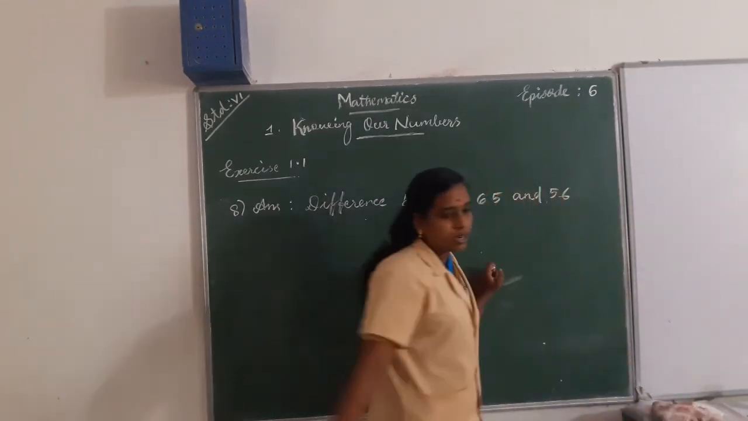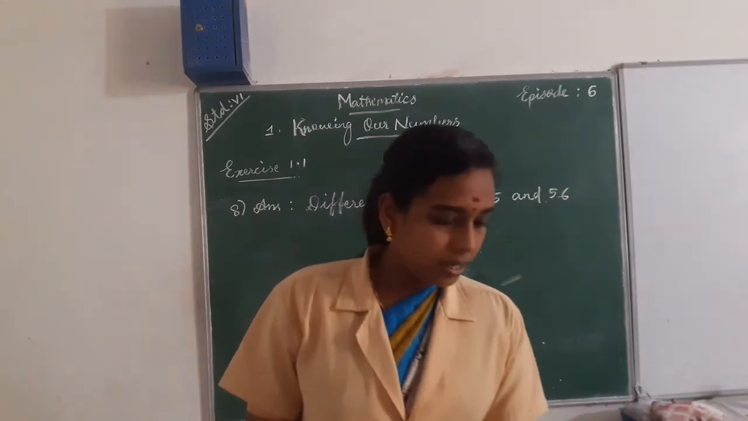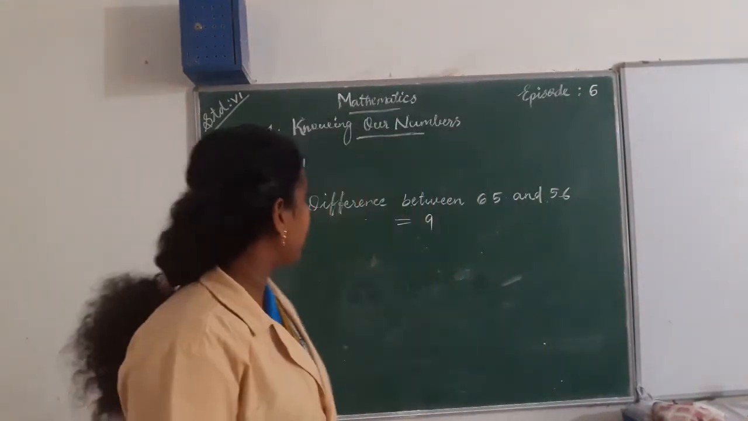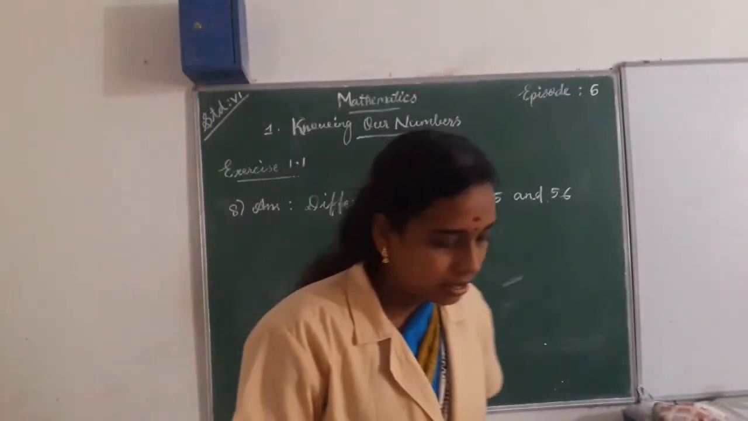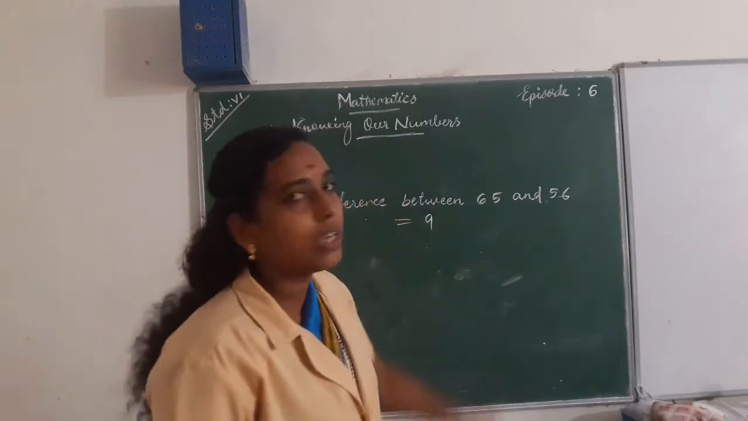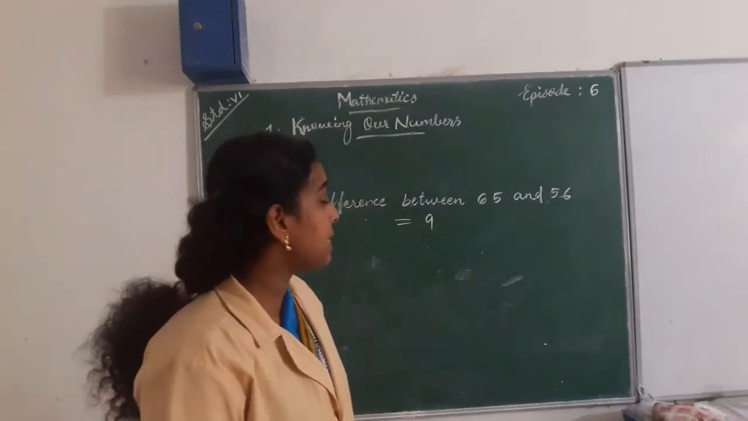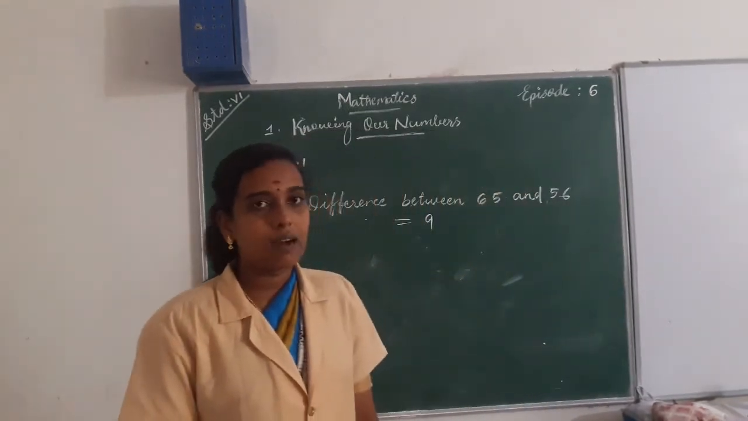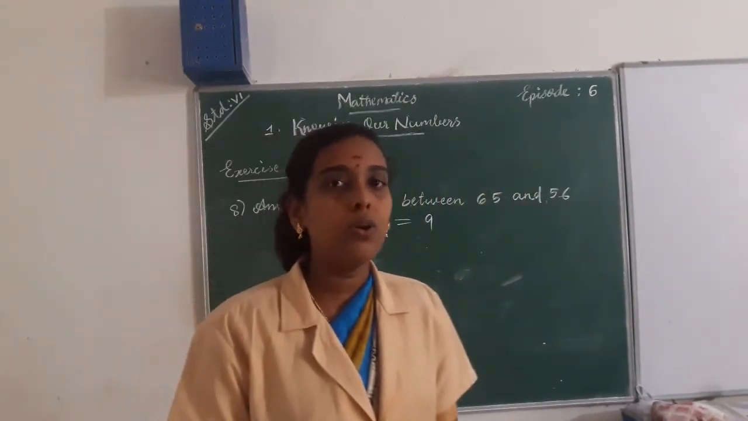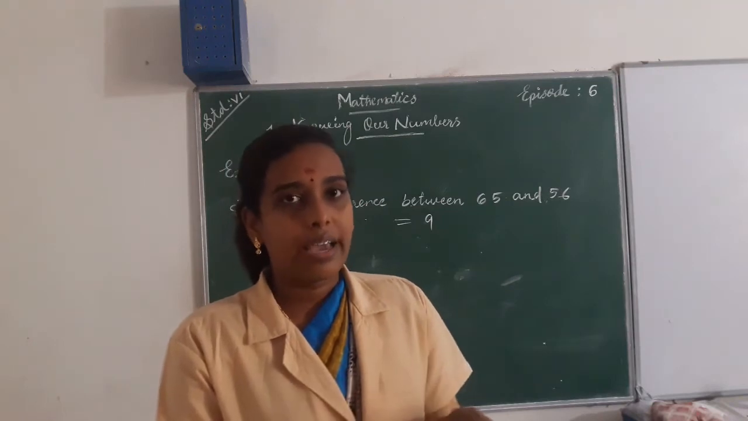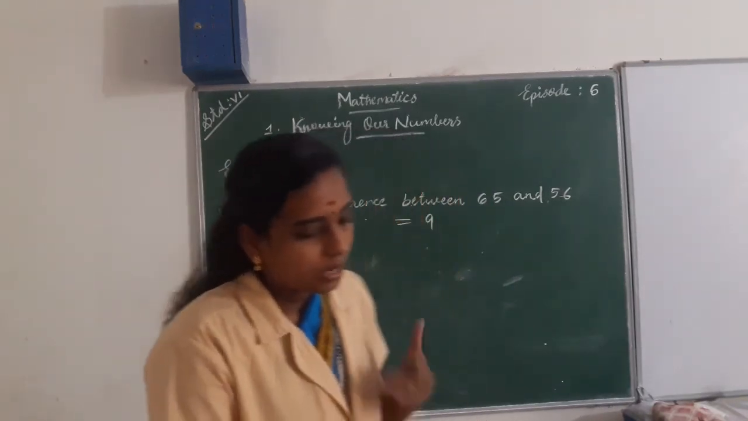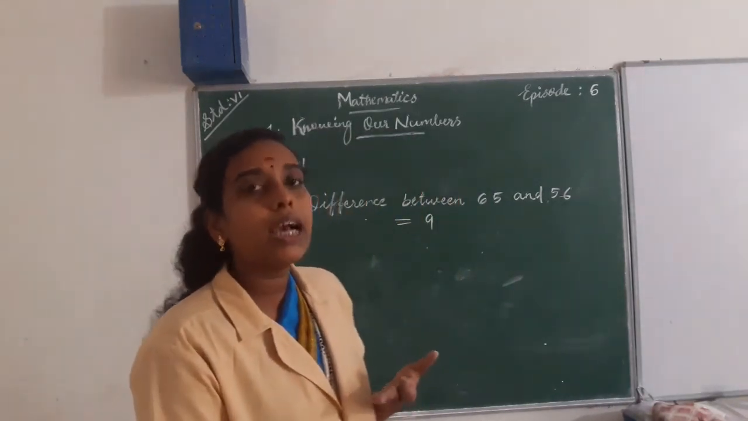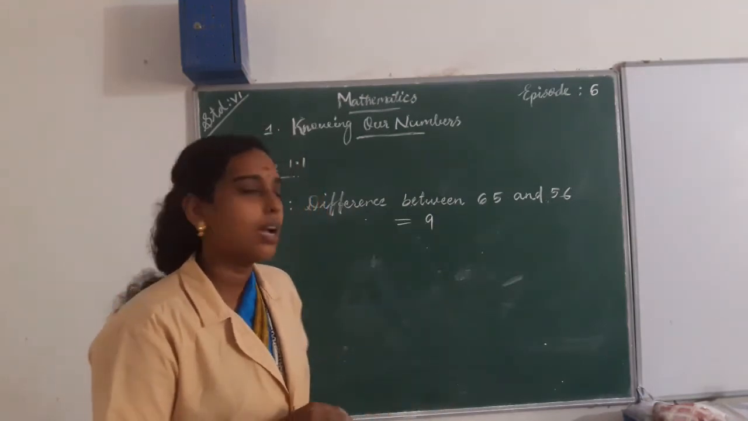And to find the difference between the correct and incorrect answer, we multiply the number 7,236 into the difference between these two numbers. That means 7,236 into 9. Then we get the answer. So, our next step is the difference between the correct and incorrect answer.